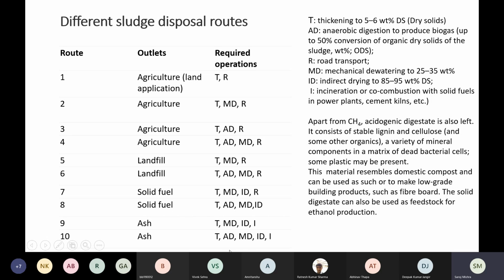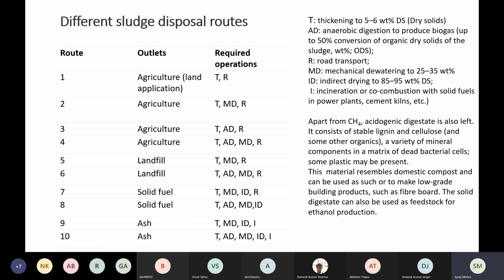Of course, what you see here are additional processes like ID. ID stands for indirect drying to 85 to 95 percent. So all the water is practically removed if it is to be used as a solid fuel or as ash. Or I is simply incineration or co-combustion with other solid fuels in power plants, cement kilns, etc. So the sludge generated from the wastewater treatment plants finds so many other uses.